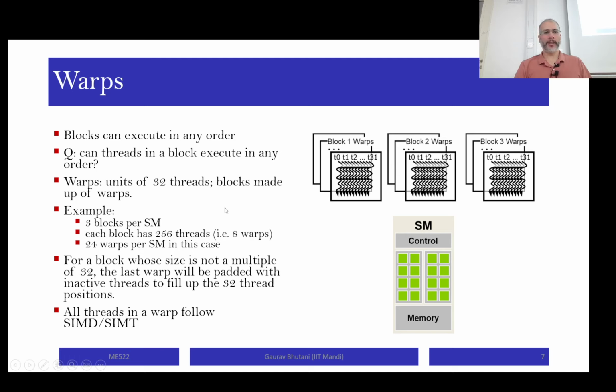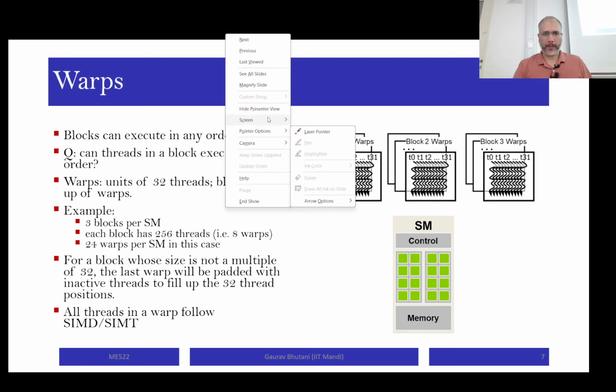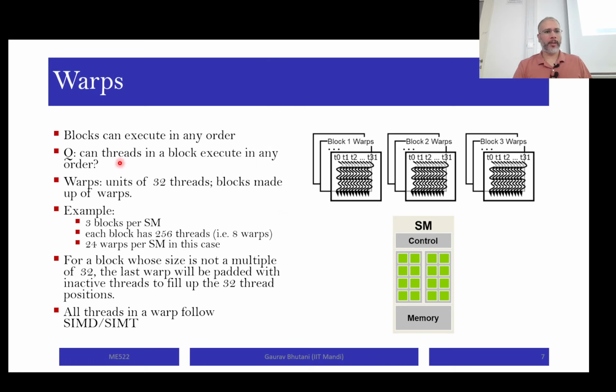Warps are units of 32 threads each. If a block has 64 threads, for example, then we say that the block has 2 warps in it. This is a fixed number; till today we have 32 threads in a given warp.